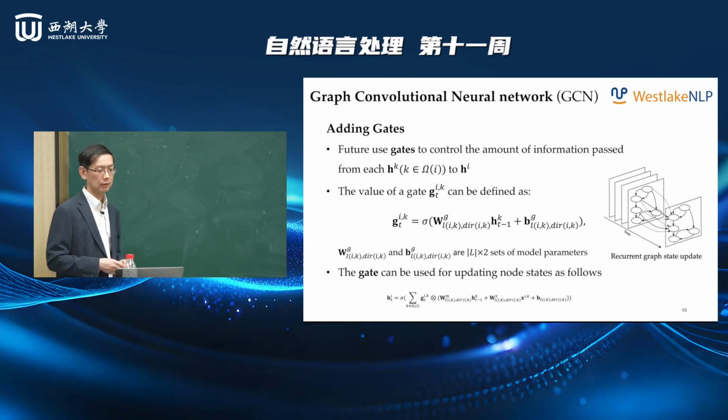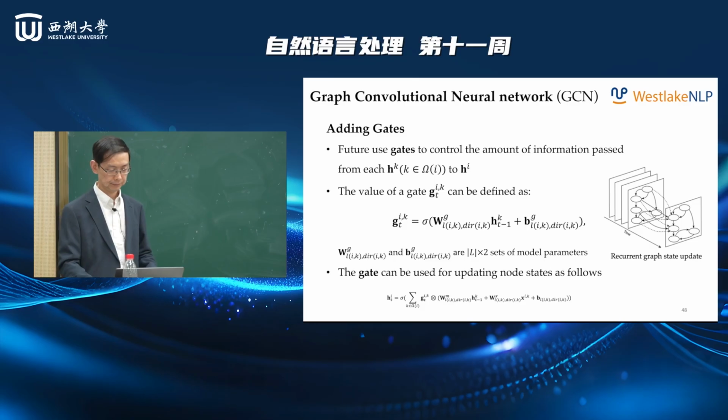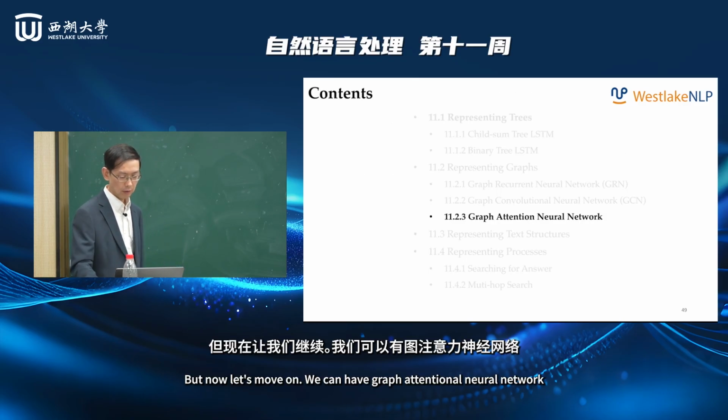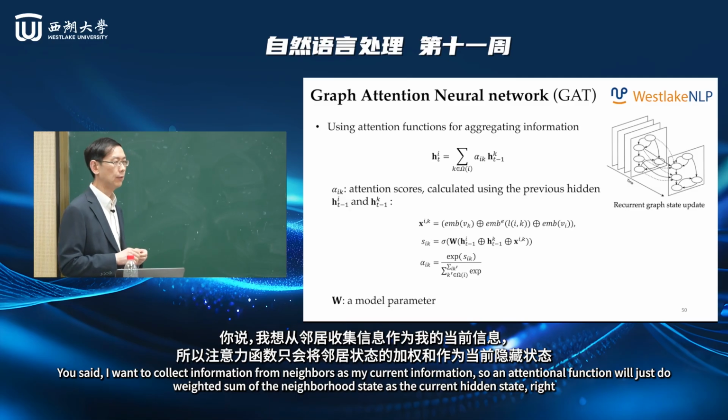All right? So when you go home, you compare the 3 versions of GCN and think about why they are more powerful than the previous version. But now let's move on. We can have graph attentional neural network, okay? So, you said I want to collect information from neighbors as my current information, so an attentional function will just do a weighted sum of the neighbor hidden state as the current hidden state, right?